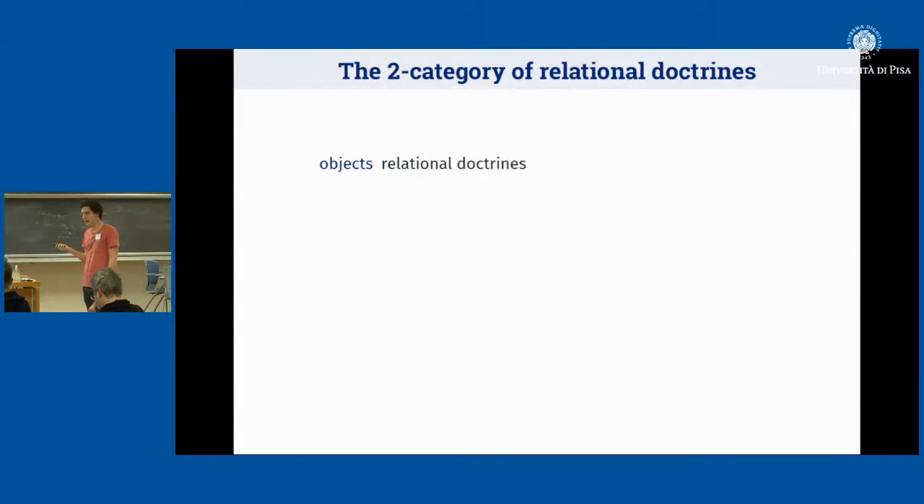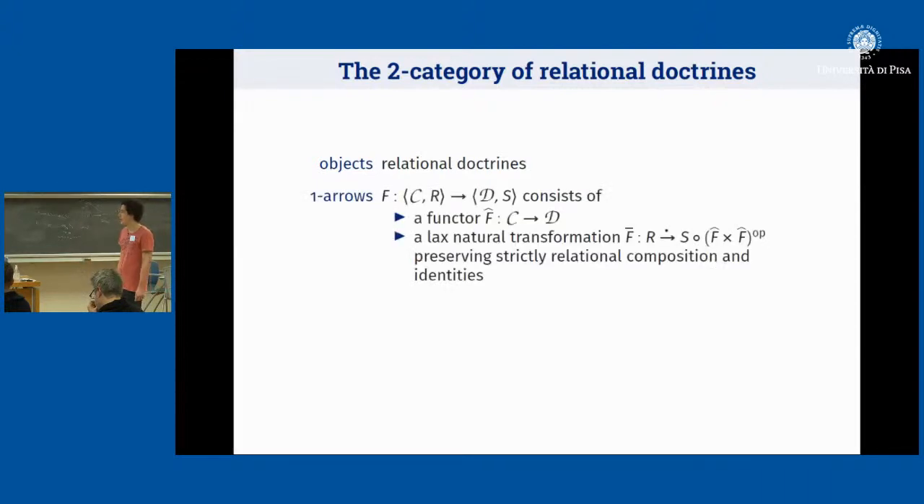Monads. So the last part is about lax algebras and monads on relational doctrines. To define monads on relational doctrines, I first need to define a suitable two-category of this stuff. That's, again, pretty standard. So the objects are relational doctrines. One-arrows consist of a functor between the base categories and a lax natural transformation between the doctrines of relations. And notice that these basically are usual relators or lax extensions of functors, for those of you who are used to relational stuff.